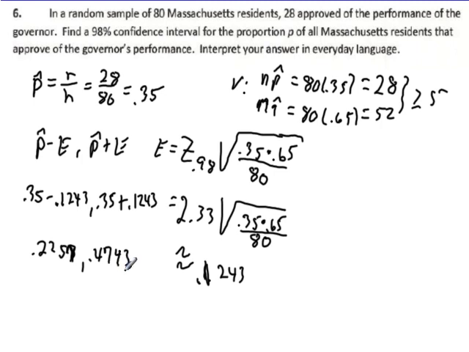What do these two values mean? In other words, interpret your answer. Based on our sample of 80 residents having 28 approve of the governor, we can be 98% confident that the proportion of all Mass residents that approve of the governor is between these two values. In simple terms, we're very confident that the proportion of people that approve of the governor's performance is below 50%.